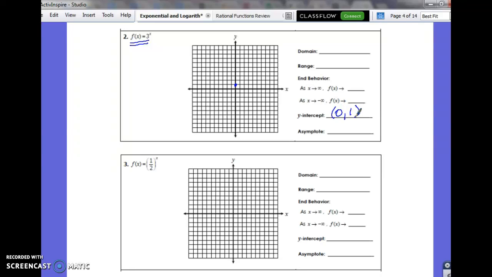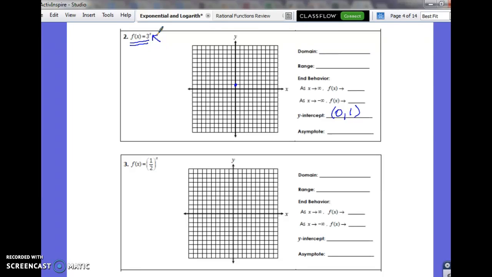Now, the reason for that is this. If this 0 is an x value that you're plugging in right there, any number based to the 0 power is what? Any number raised to the 0 power is always 1. Okay? So unless you start transforming your graph, that y-intercept is going to be 1. Because any number to the 0 power is 1.